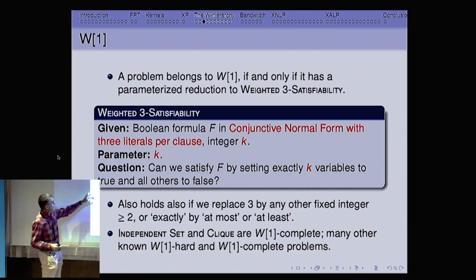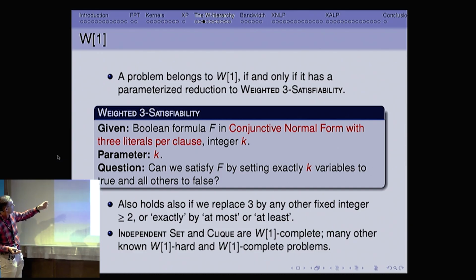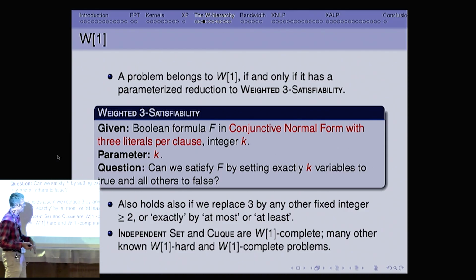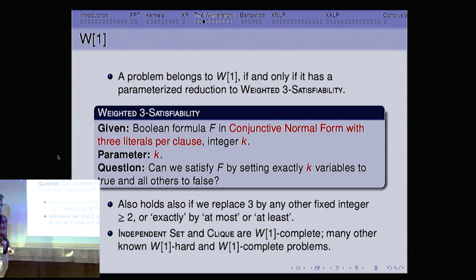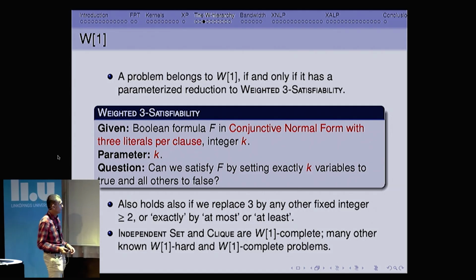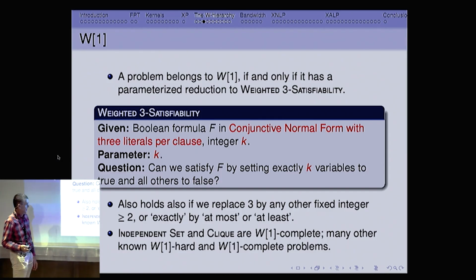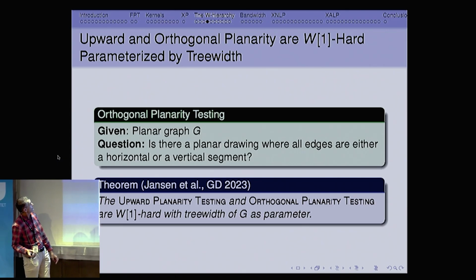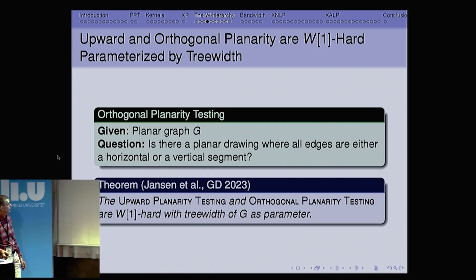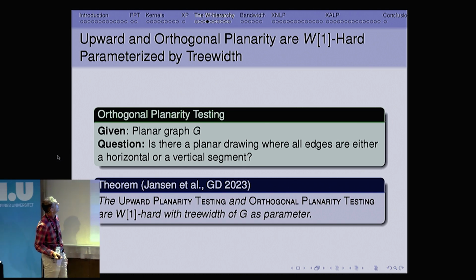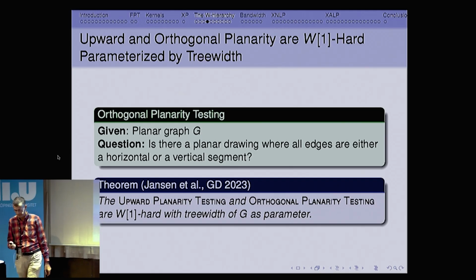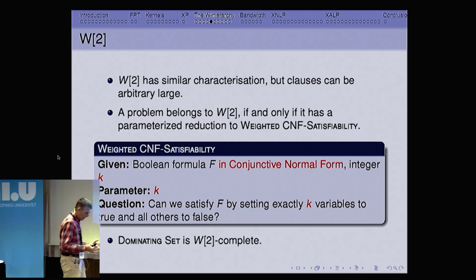So I want to have a solution of weight k. And this problem is basically the generic problem of W1. You can change the 3 to any other integer, at least 2, and you can change exactly to at most or at least, and you have, again, equivalent inputs. The most well-known examples of complete problems are independent set and clique. And there are many other known problems there. For instance, 2 years ago, a paper at Graph Drawing showed that upward planarity testing with 3 slopes per edge and orthogonal planarity testing with 3 slopes per edge are W1-hard.